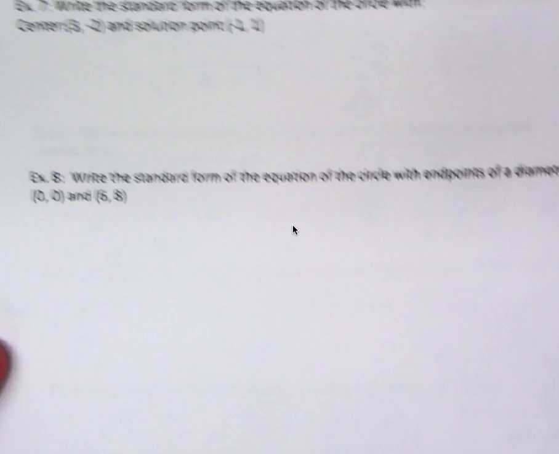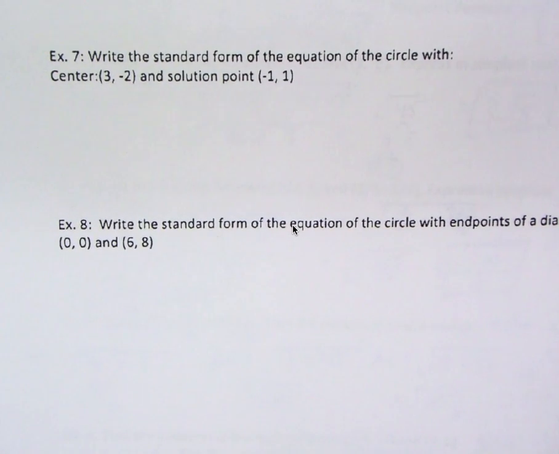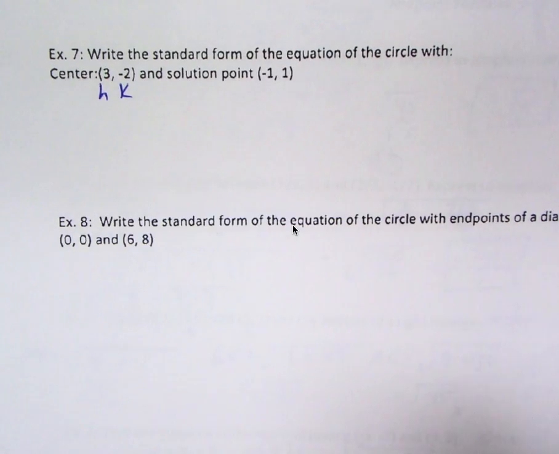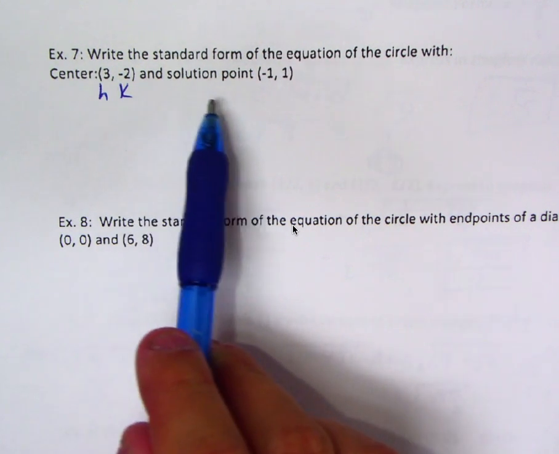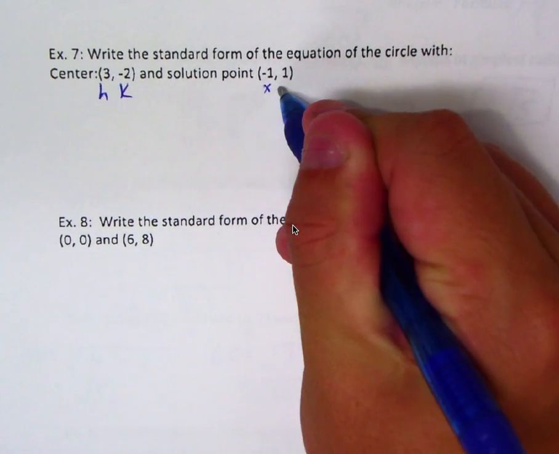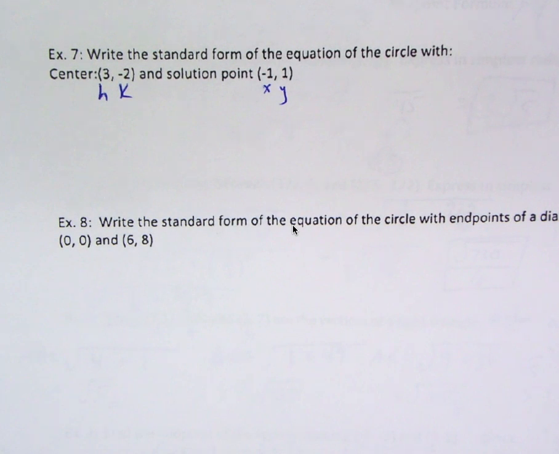Now we're going to go in the other direction. It says write the standard form of the equation of the circle. Now they're giving us the center, so they're giving us h and k. And it says a solution point is negative 1, 1. What a solution point is, that's what I was just talking about. A solution point is a point on the circle. So really, they're giving you an x and a y right here. So we know h, k, x, and y.